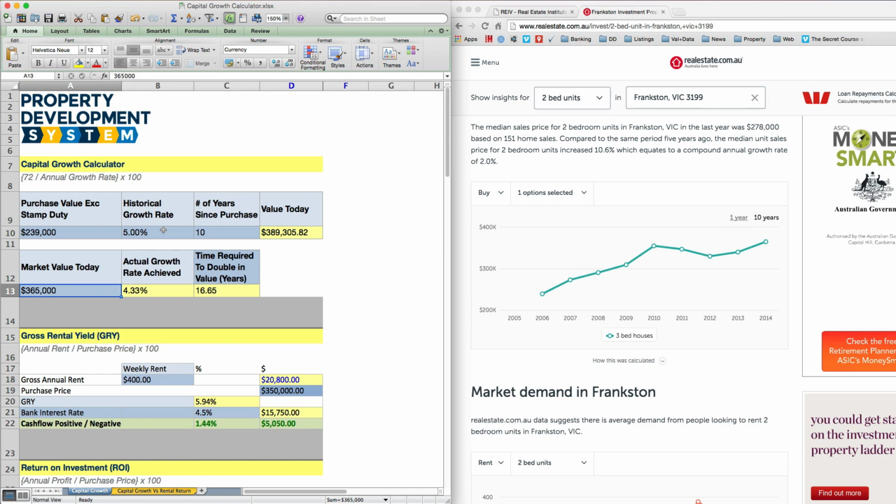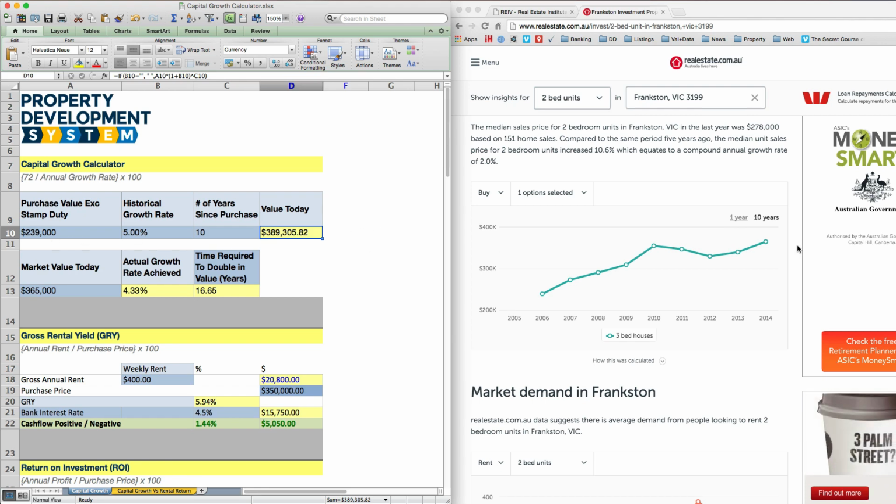Now if somebody tells me that the historical capital growth rate in Frankston has been 5%, in 10 years time the property value today should be 389,000. Now don't worry about all these calculations, but that's what the calculation is in a nutshell. So that's what the property should be worth today.